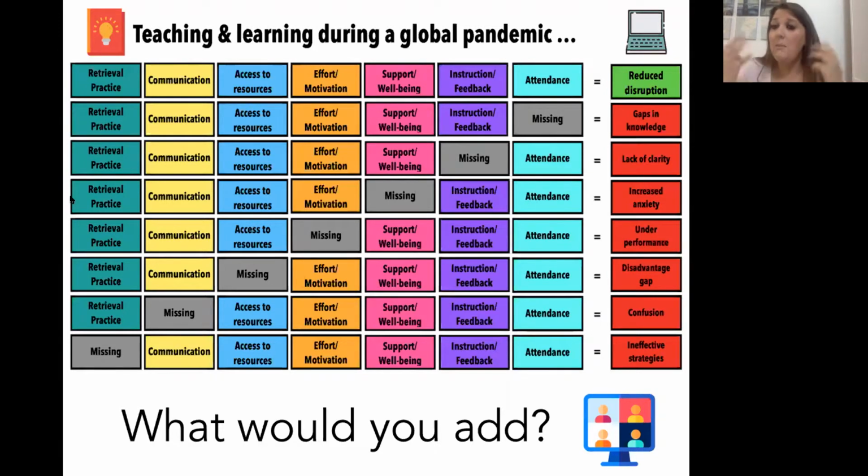Regular retrieval might boost their confidence in terms of their learning. If they don't invest effort and motivation, and this isn't just during a pandemic, this is always, then the students will underperform. But retrieval practice is quite blunt. It will tell them where the gaps are.